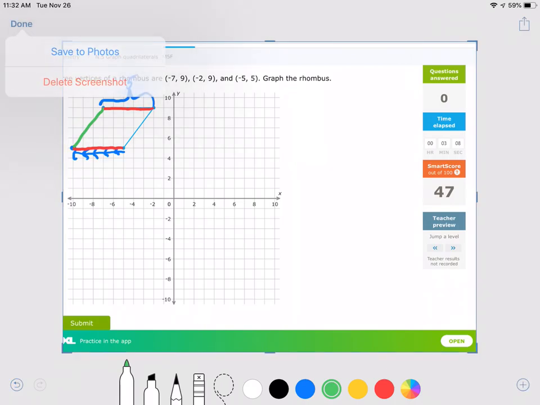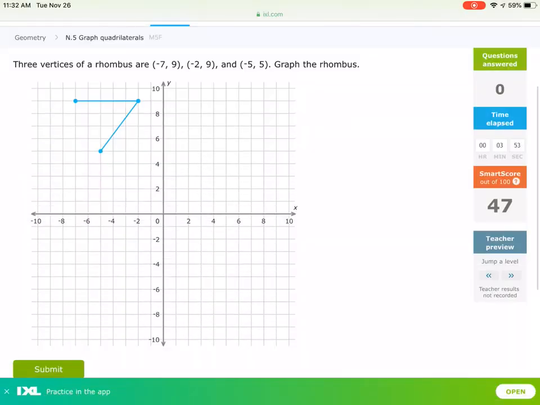Delete screenshot. I'd put it there. Submit. Whoops. Messed that up.